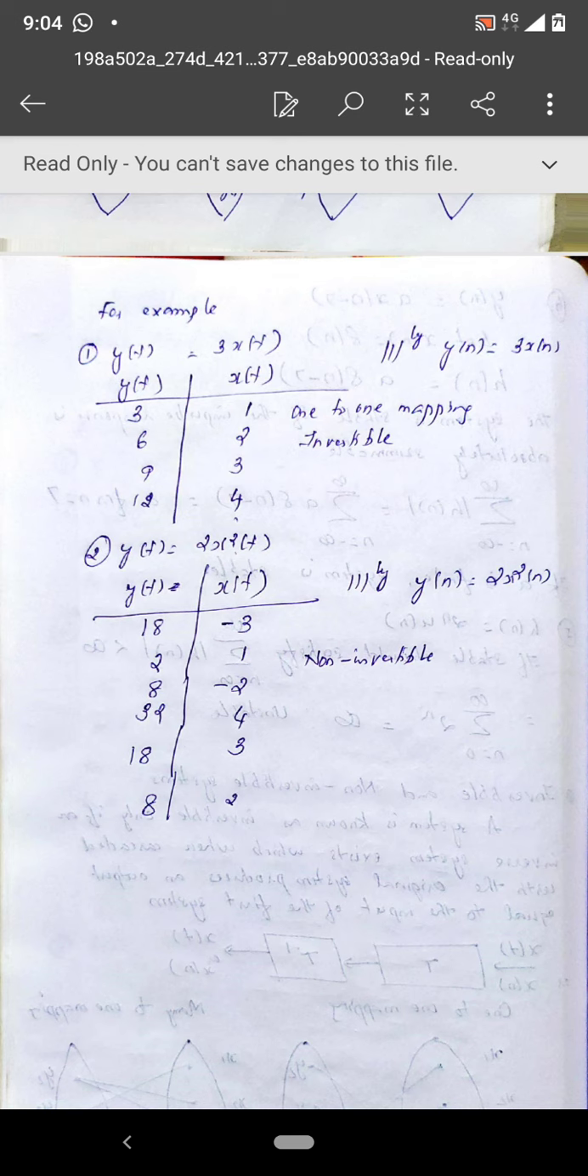Hope I have covered everything in these classifications of systems. Okay, and I have described from the onset what a system is and the different classifications. I'll give some more examples which you can solve at home. Okay, so thank you so much.